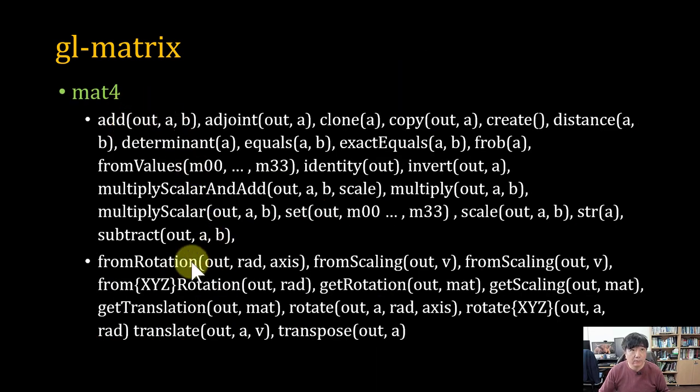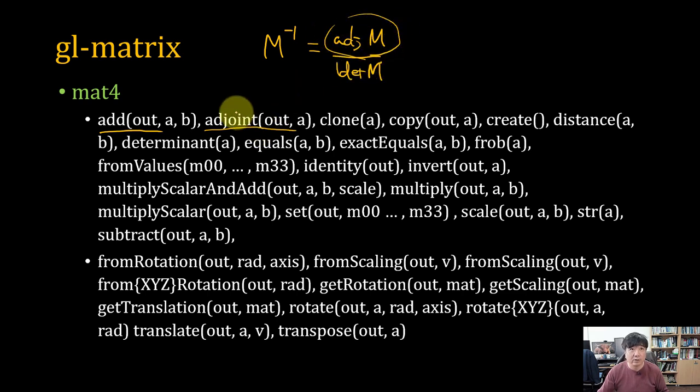In the matrix module, there is the add function, the element by element addition, and adjoint. Adjoint is the calculation of the adjoint matrix. You know that if there is some matrix, the inverse of the matrix is the same as the adjoint matrix divided by the determinant of M. So this adjoint part is calculated by the adjoint function, and clone is the copy and creates a new matrix object. Copy is copy the A matrix into the out matrix, and create is of course create.